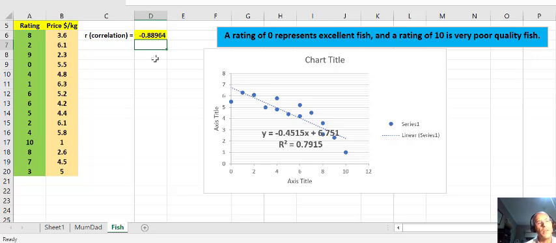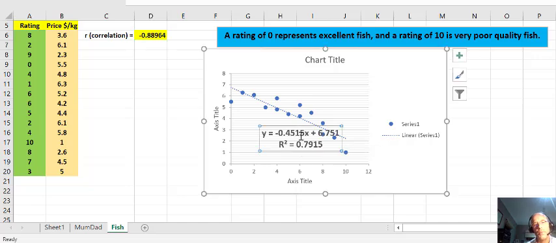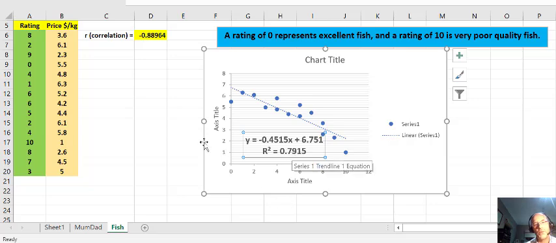So negative 0.89 approximately, and we can see the gradient is negative, and there's a reasonably good correlation there above and below. There is some deviation, right? But it's reasonably good. So this one shows that it's negative. R squared also indicates that it's reasonably strong around the 0.8, not super strong. Okay, so let's do the last bit now on the TI-Nspire.